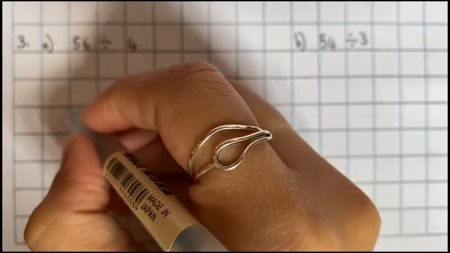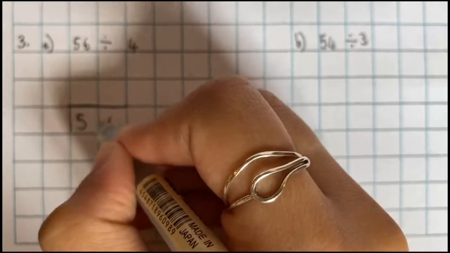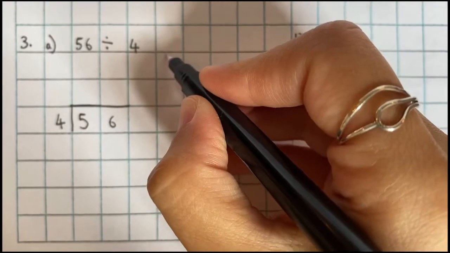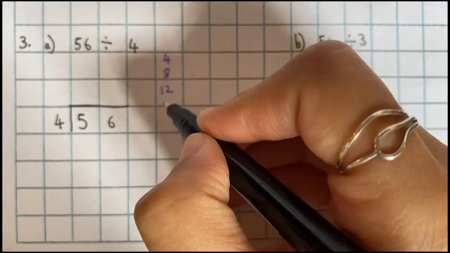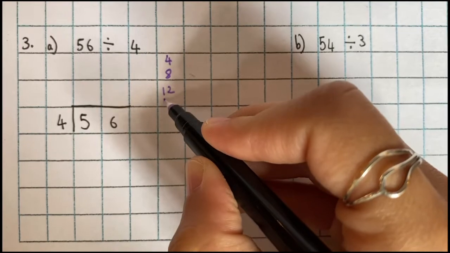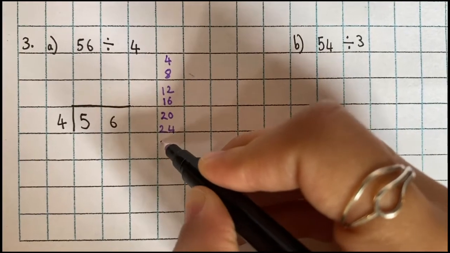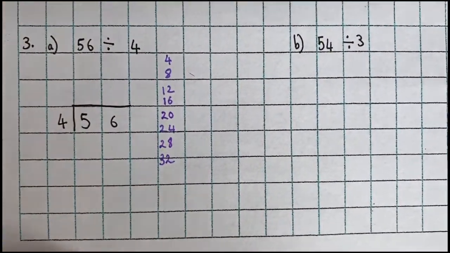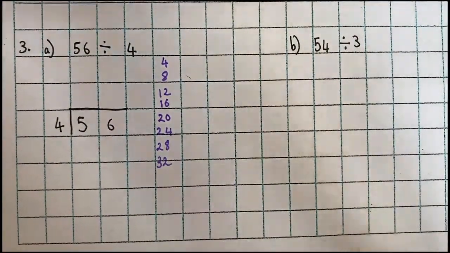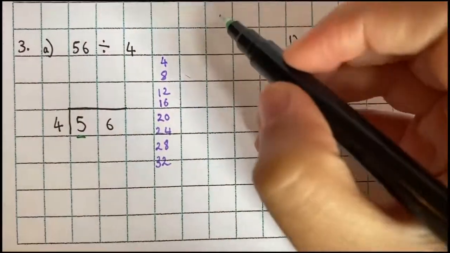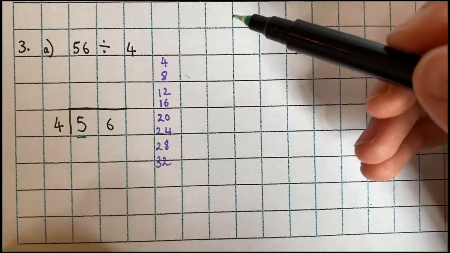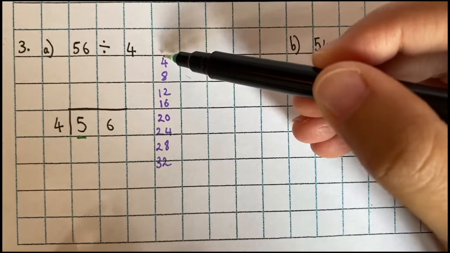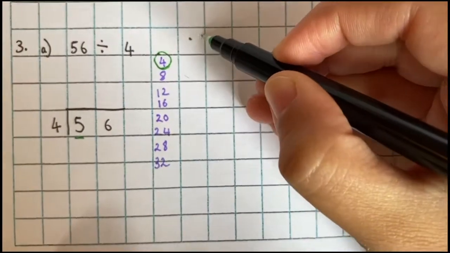Now let's have a look at these questions. I've got 56 divided by 4. So the first thing I'm going to do is write out the multiples for 4 on the side. Now, how many 4s go into 5? Now you'll notice there isn't a 5 in my multiples. The 5 comes between the 4 and the 8. So we're looking at the number before the 5, which is the 4.